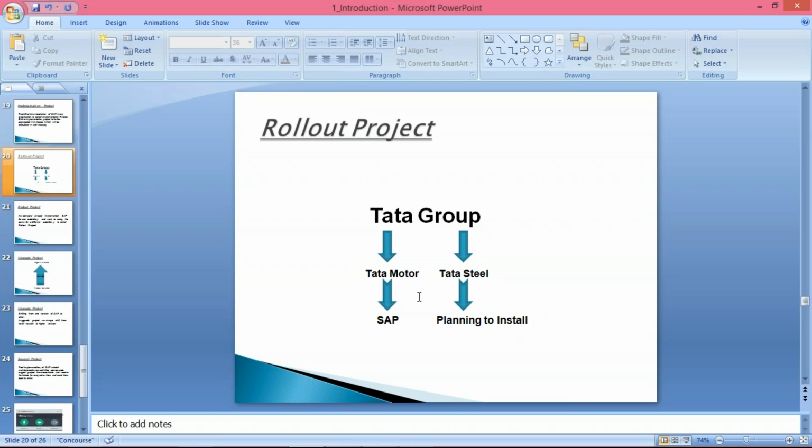So they have decided, why not do this implementation, or get this installation, in one subsidiary, and we'll check the performance. We'll observe the performance for a certain period, and if it meets our expectation, then the same will be installed in other subsidiaries also.